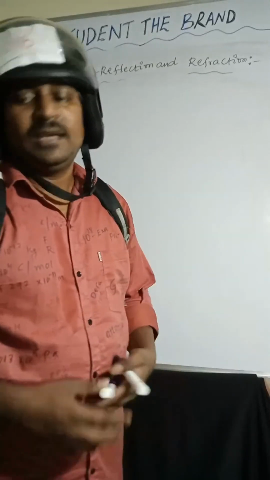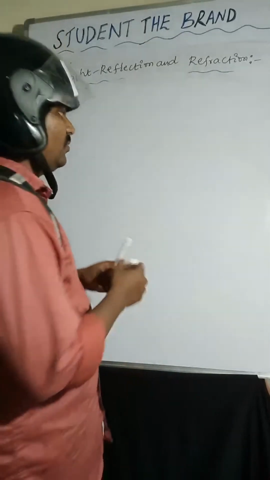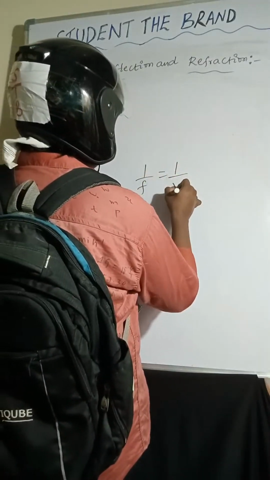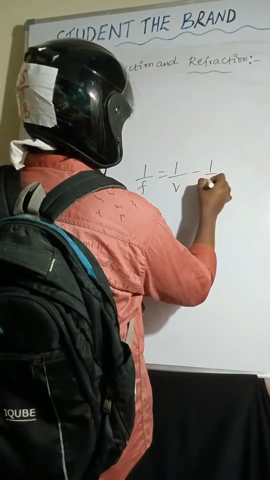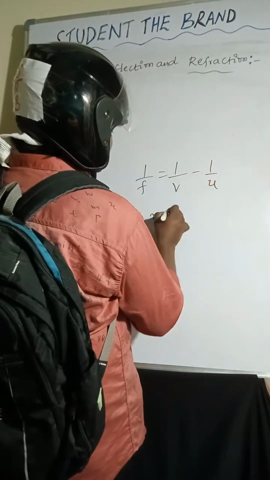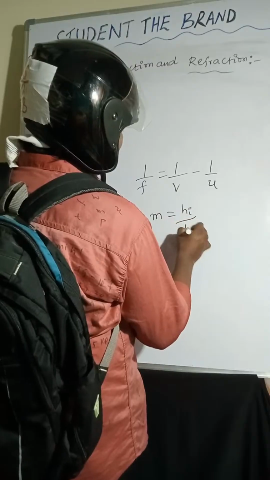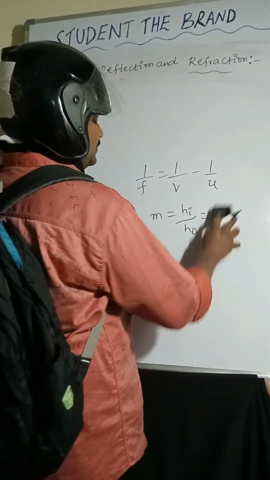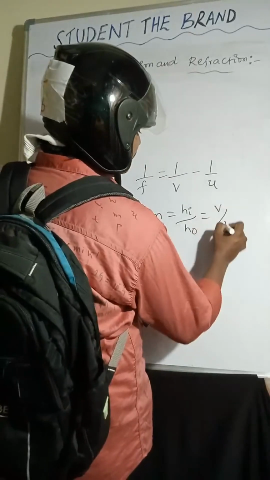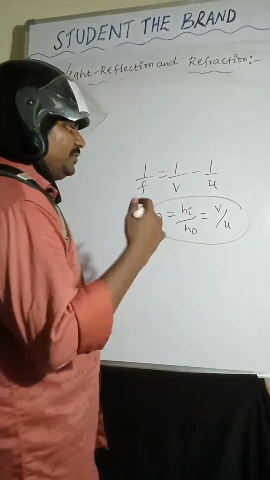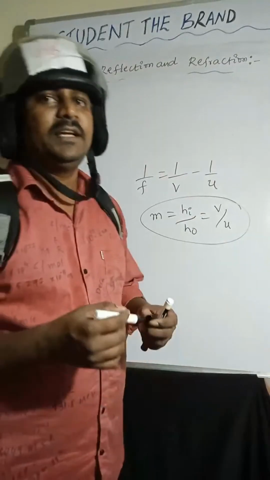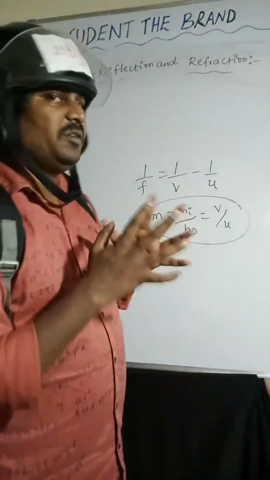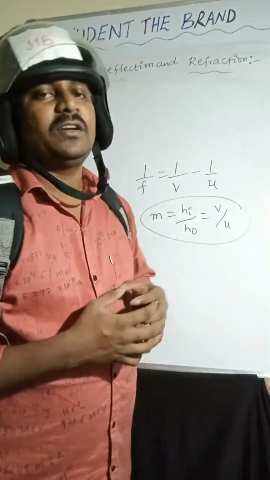Lens formula is 1 by f equal to 1 by v minus 1 by u. Magnification equal to height of the image by height of the object. That is nothing but v by u. Power of lens is positive for convex lens. Power of lens is negative for concave lens.